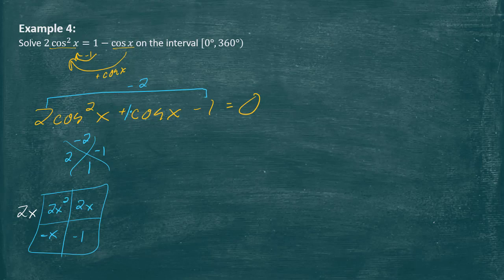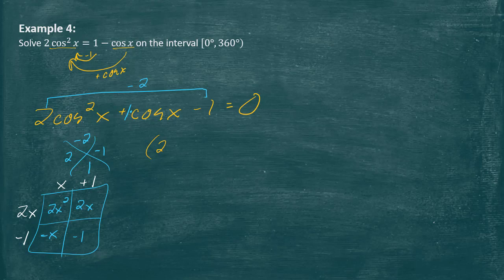So 2x times what would make 2x squared? Well, that means an x has to be up here on the top. X times what would make negative x in the bottom left? Well, that has to be a negative 1. Negative 1 times what would make negative 1? Well, that's got to be a positive 1. And then lastly, double check 2x times 1 does in fact make the 2x. That's the last box.